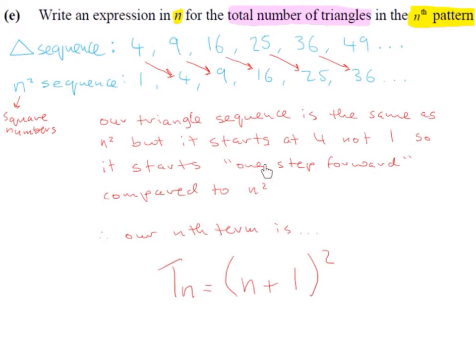If it had started 2 steps forward, so for example, if our sequence had actually started at 9, so if we got rid of the 4 and it actually started at 9, then it would be (n plus 2) squared. If our sequence had actually started at 16, so that being 3 steps forward, it would be (n plus 3) squared.